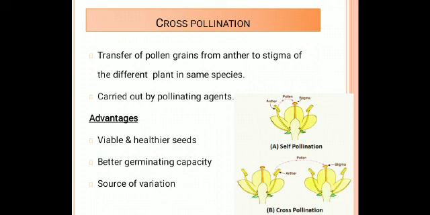A small number of pollen grains is sufficient for self pollination, while a large number of pollen grains, with wastage, is produced in cross pollination. Flowers are not attractive in self pollination and need not produce nectar or fragrance, but in cross pollination the flowers generally produce fragrance or nectar to attract agents. These are the differences between self pollination and cross pollination.